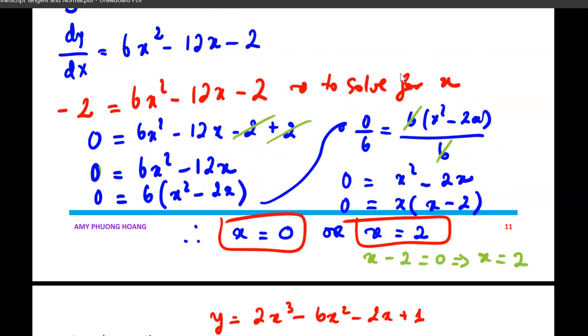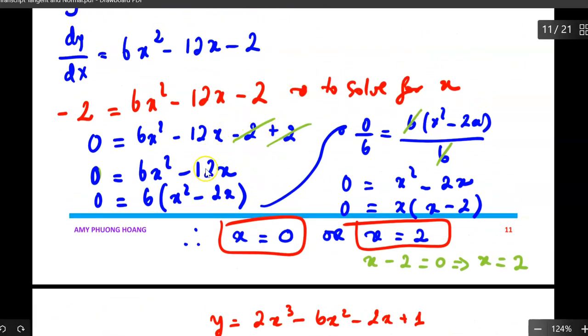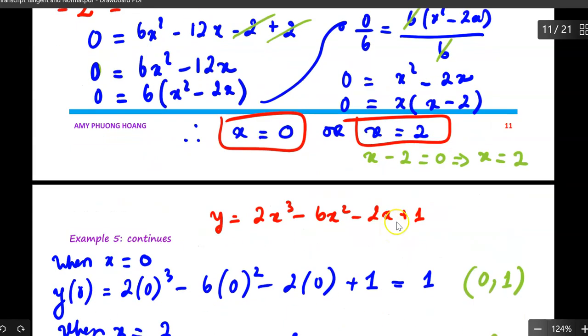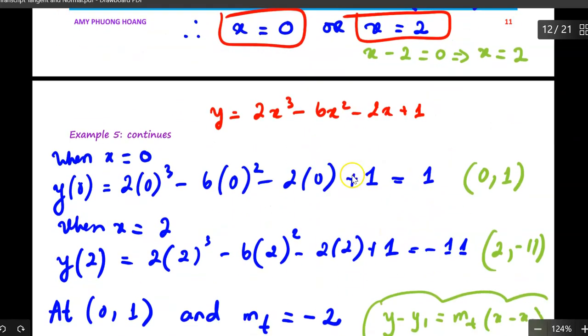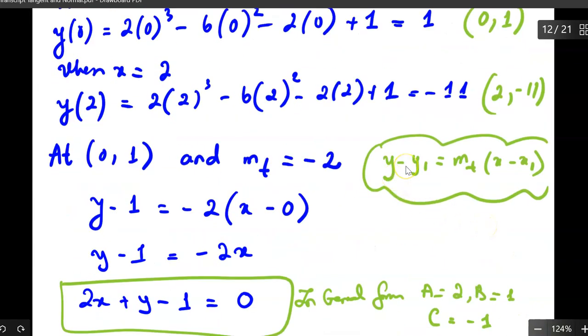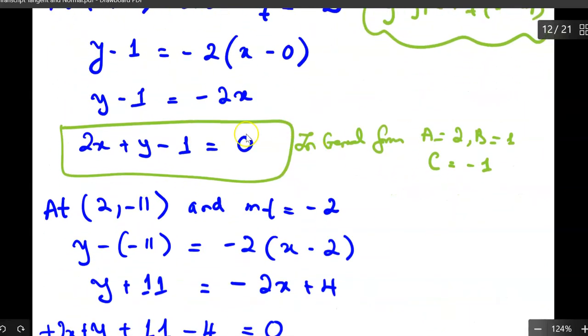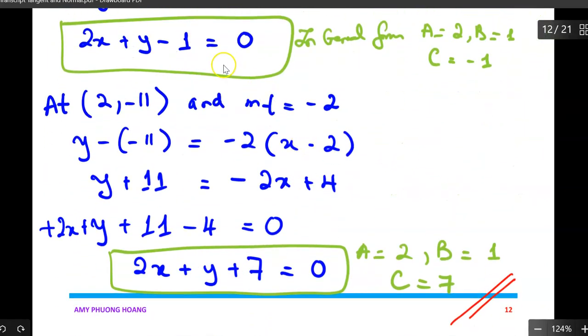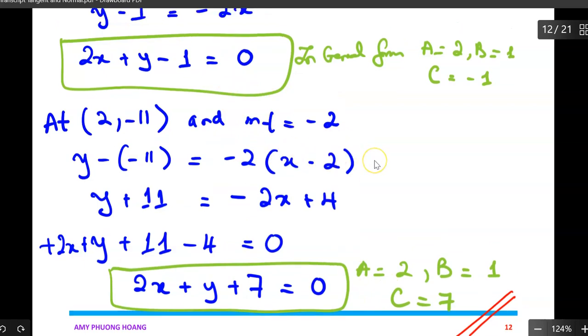Then after I found this, because I'm working with a quadratic equation, I end up with two solutions for x. With the two solutions for x, I should have two solutions for y. I substitute that in here, and found two solutions for y. And with those two points, I can find the equation for the tangent line. And the two tangent lines we found are these. They both have the same slope of -2.